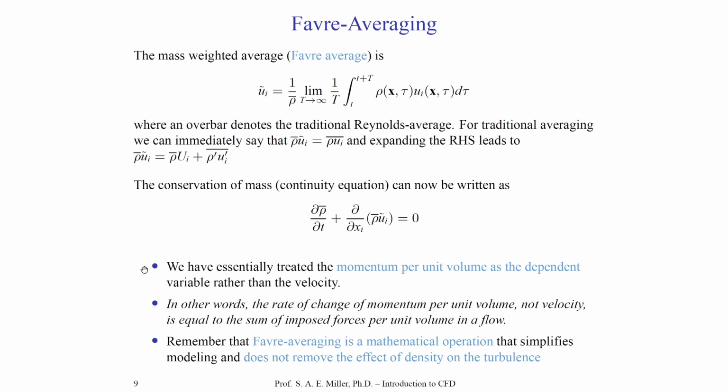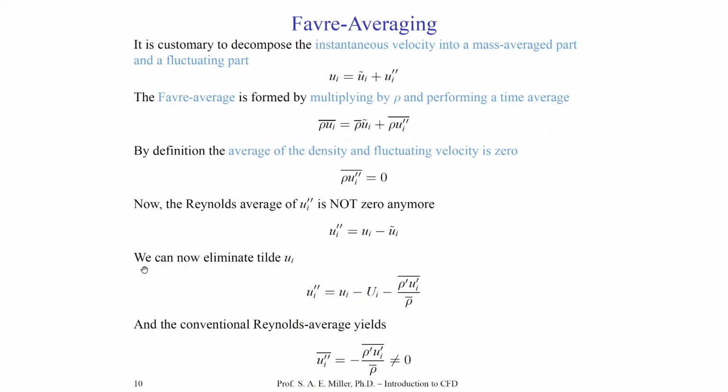Remember, Favre-Averaging is a mathematical operation which only simplifies the modeling. It does not remove the effects of density on the turbulence. So this way, it's just a simple mathematical operation with no assumptions. We have not really altered our equations in any way except through our averaging approach. If you believe that the statistical approach is correct, then you must believe that this is an approach which is mathematically valid. There are a few more notes on Favre-Averaging.